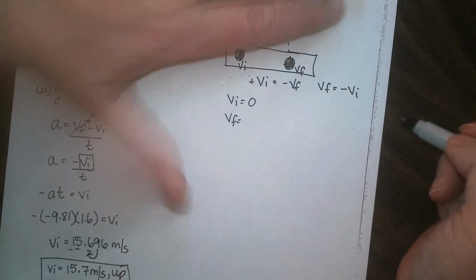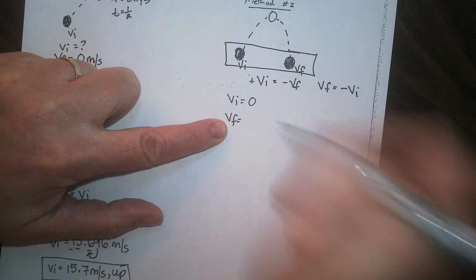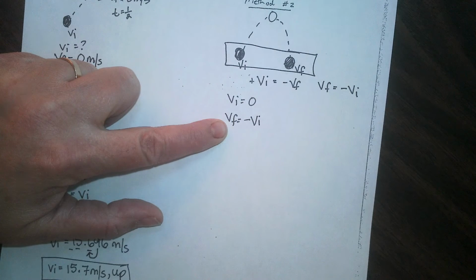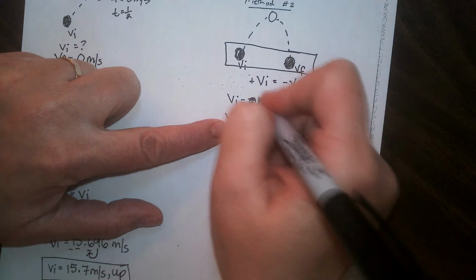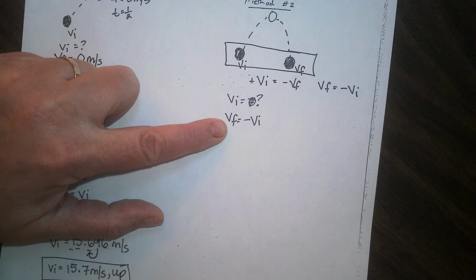Okay. So then here, my VF is equal to negative VI. Oh, I didn't put a question mark there. I meant to put a question mark. That could be what's confusing everyone. We're looking for VI. Sorry. We're looking for VI. Okay.